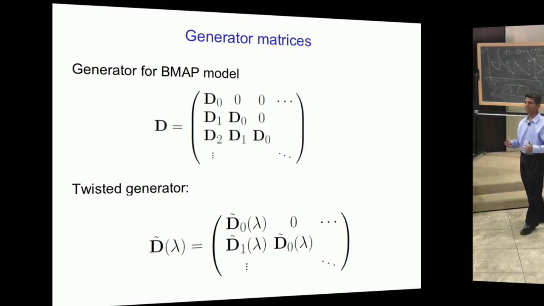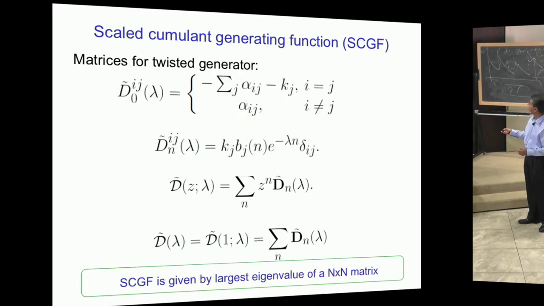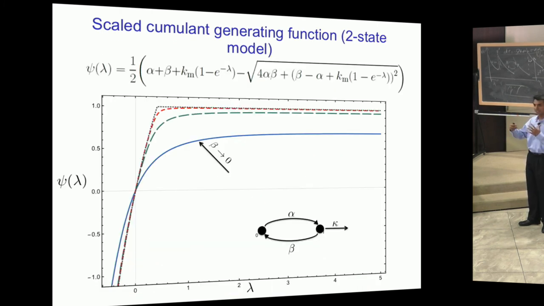The way we approach large deviations from the non-equilibrium statmech approach is that you look at what is called a twisted generator. The twisted generator is basically the same as the original one with some modification. What we were able to show is that the original matrix is infinite dimensional, but you derive an n by n matrix from the twisted generator by adding up all the twisted D_n matrices, and then the scaled cumulant generating function is given by the largest eigenvalue of this matrix. So given n promoter states, we have an n by n matrix we can define, which controls the scaled cumulant generating function.